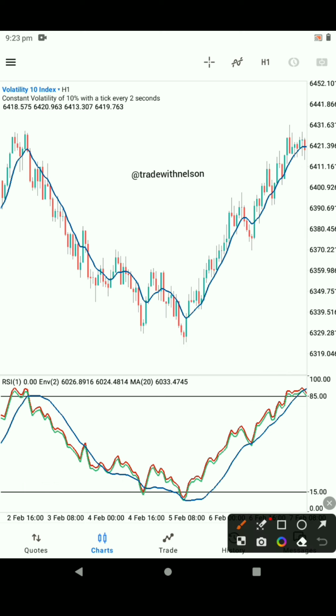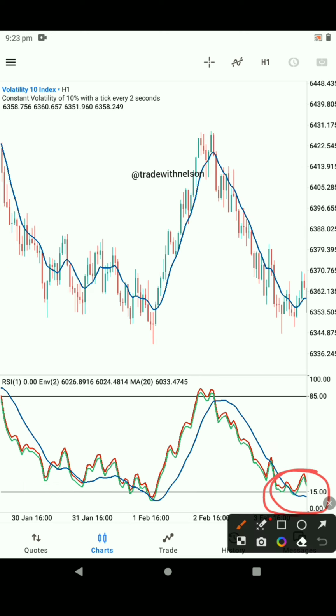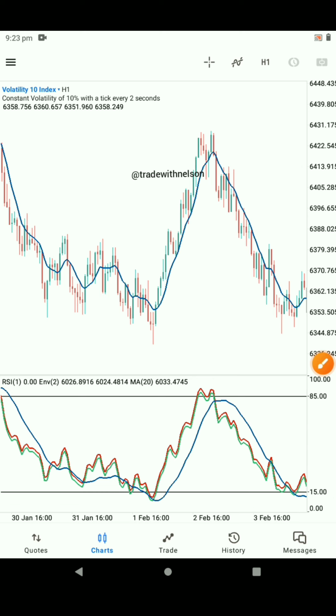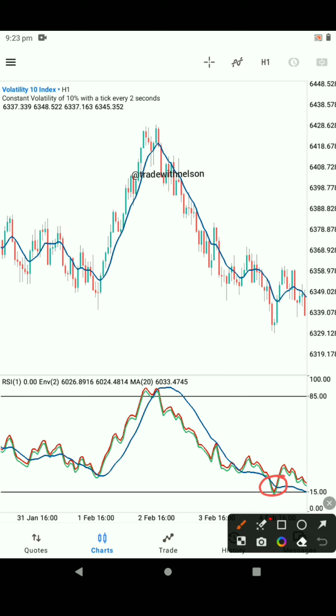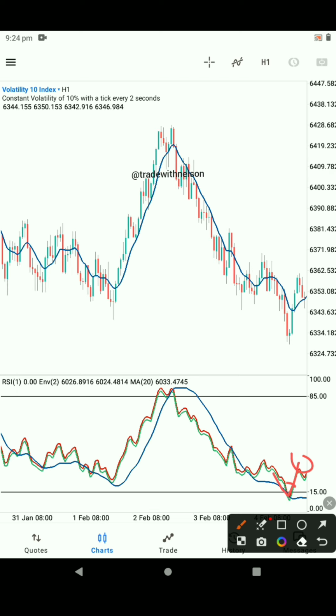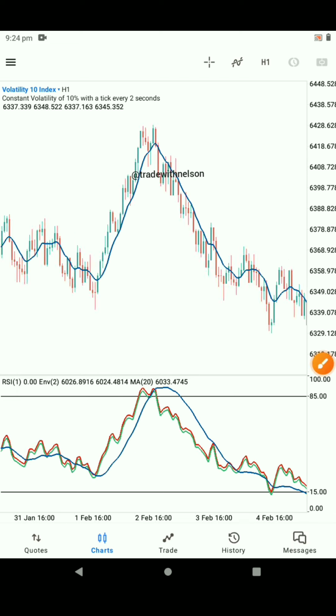So you can see at this point, pay attention to this level. This is where you should focus your attention right now. You have a cross, goes below, then crosses back. You can see the crossover here, enters and crosses up back. So here the moving average stays below the 15 level. So here you have no trade.